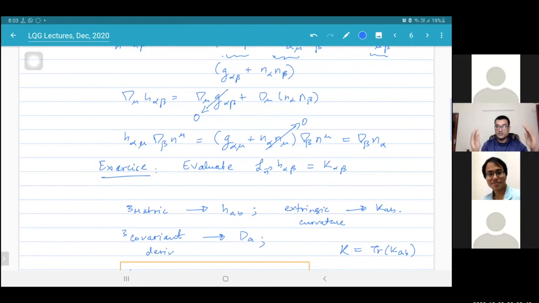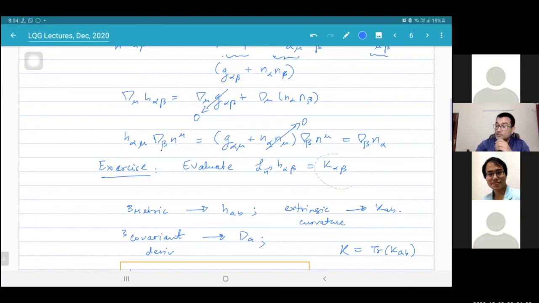Imagine your leaves are concentric circles. If you take a line segment on one circle and transport it along the normal vectors, the normal vectors are the radial vectors, right? Then that line segment becomes larger when it goes to the next circle. And the extrinsic curvature of this circle is positive, when measured in this direction, along the normal. If you go in the other direction, then it's negative. Thank you, sir.